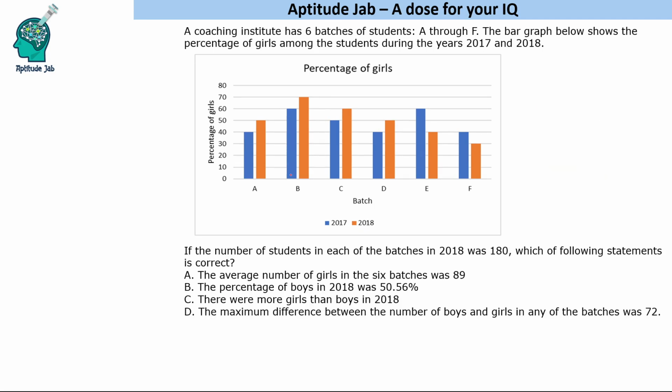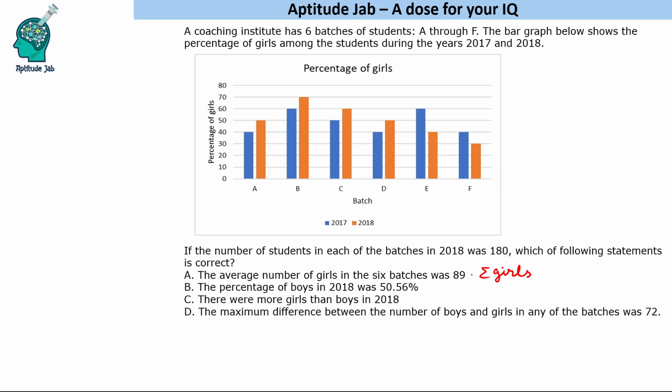It says if the number of students in each of the batches in 2018 was 180, which of the following statements is correct? Now, the number of students in each of the batches was equal. Instead of solving for each and everything, let us look at the options. The average number of girls in the 6 batches was 89. So what do we need for the average? We need to add the number of girls. I'm writing that sigma means the summation of the number of girls.